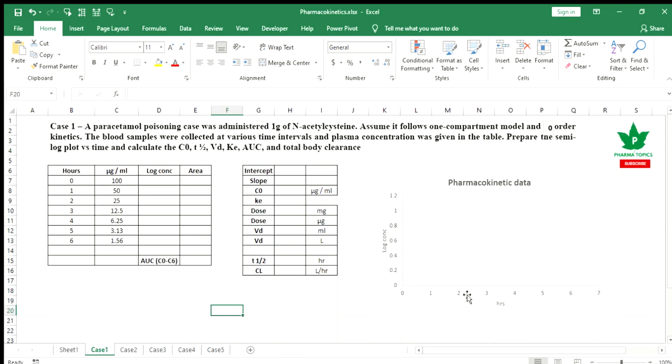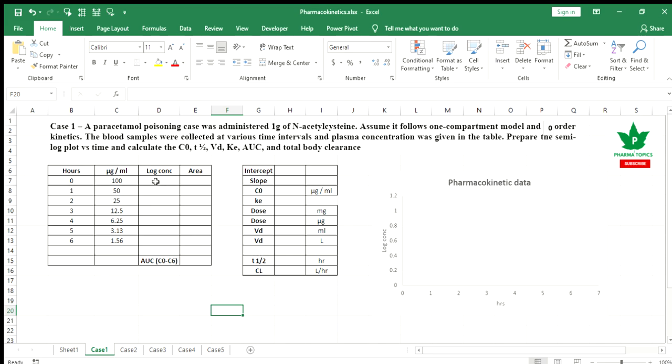A paracetamol poisoning case was administered 1 gram of N-acetylcysteine. Assume it follows one compartment model and zero order kinetics. The blood samples were collected at various time intervals and the plasma concentration was given in the table. So we are going to prepare a semi-log plot versus time and calculate initial concentration, T half, volume of distribution, elimination constant, AUC, and total body clearance.